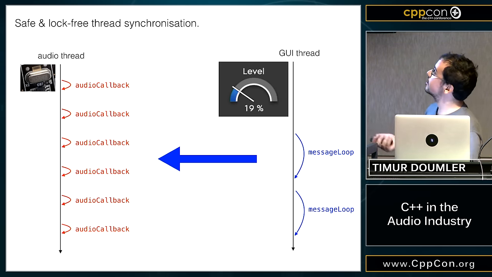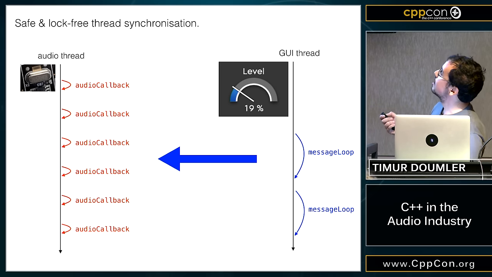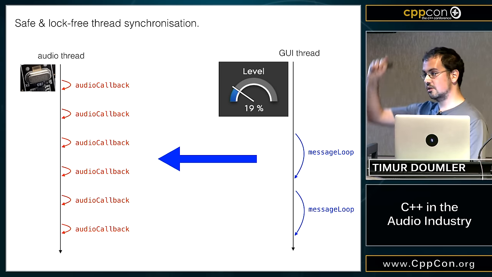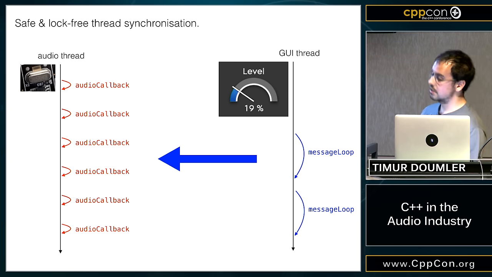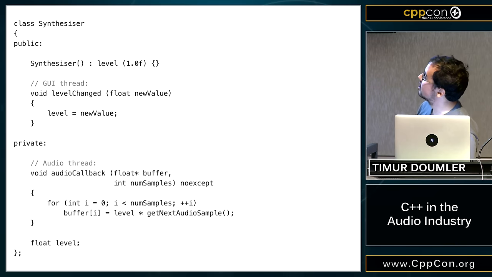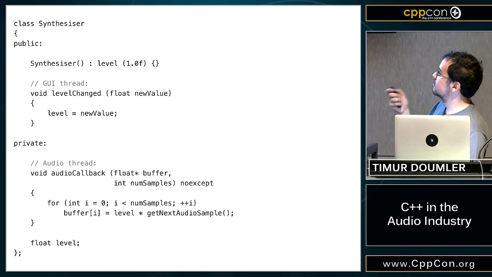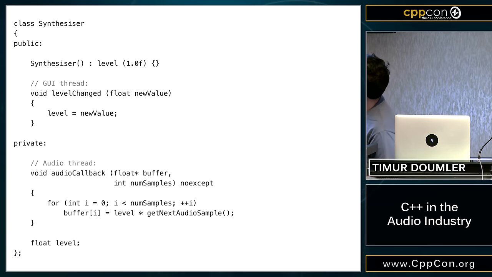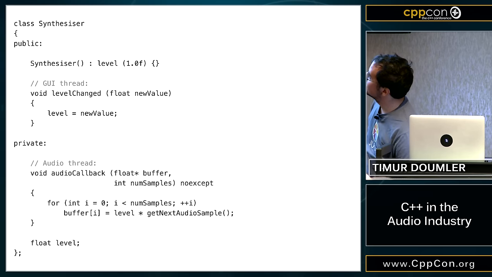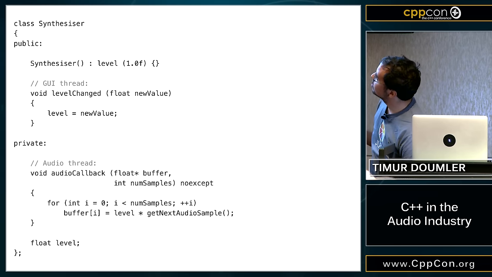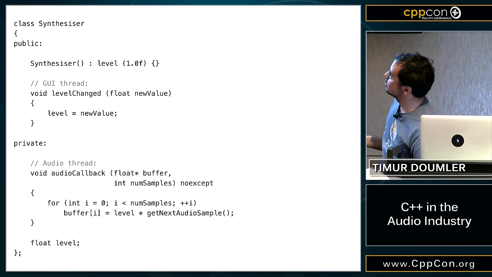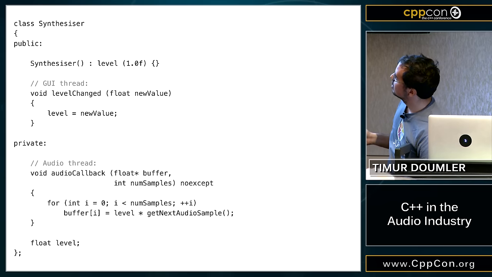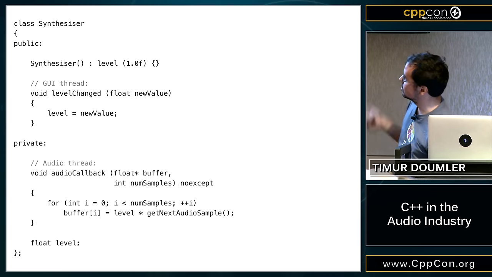So let's look at a very simple example. You have a knob which changes the level of your audio, and the user can turn that with the mouse, and this should affect the audio thread. Now, the easiest way to write this, and I've seen many people writing code like this, is that you have your level, which is just a float, and then in the GUI thread, you get some callback from the mouse event, and the level is changed. And then in the audio callback, you just multiply that level with some buffers, and you send that to the audio card.